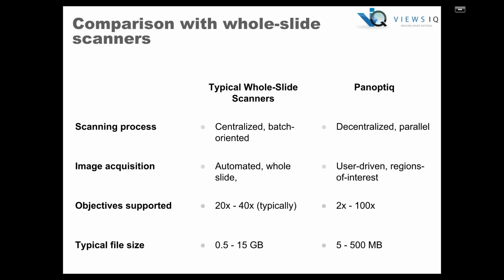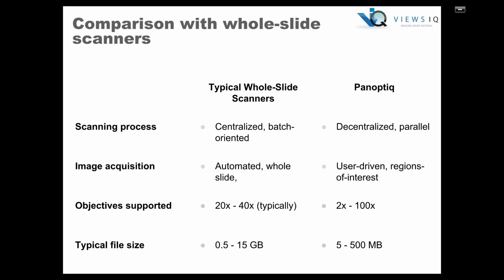With whole slide scanners, image acquisition is automated. As I mentioned, the whole slide is scanned, whereas with Panoptic, the image acquisition is user-driven, and it's based on regions of interest. Whole slide scanners usually support a limited range of objectives. 20x and 40x are the most common objectives found, and sometimes the 40x is actually just a 20x with a 2x digital zoom. And with Panoptic, you can use any objective that you have on your microscope already, from 2x up to 100x oil.